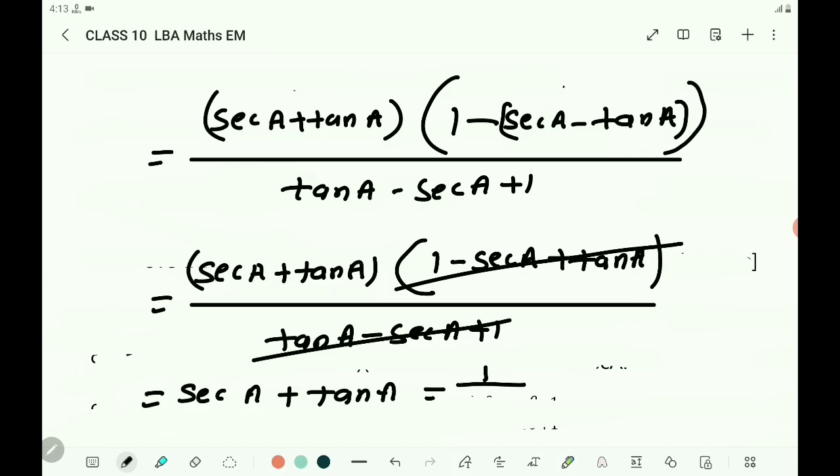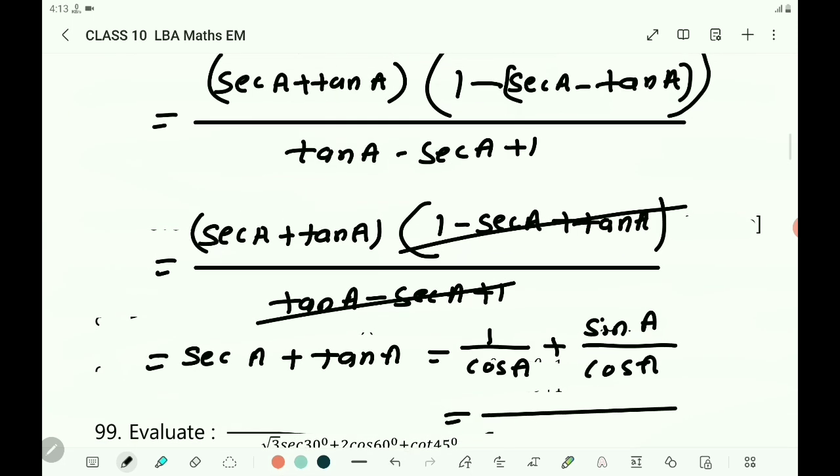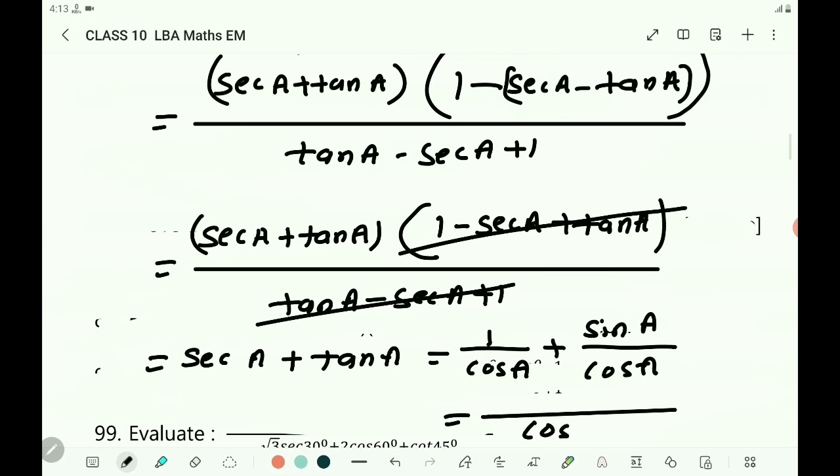and express in terms of secant as 1 by cos a, tan as sin a by cos a. Here both of them have the same denominator, then you write equals cos a, and the numerator becomes 1 plus sin a. You got RHS.